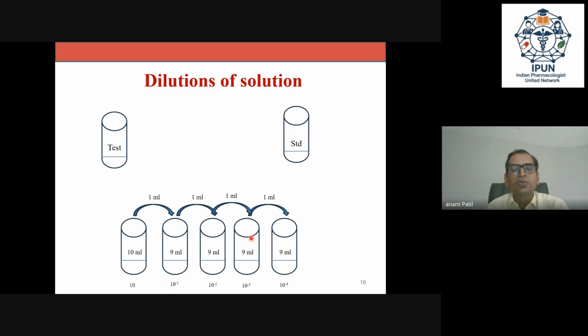And these test tubes we will then be using for putting that concentration in contact with the isolated tissue, that is guinea pig ileum. Then we'll find out what contraction I see and compare the contractions of the standard versus the contraction of the test. How I put standards and tests is how the types of assay will change.